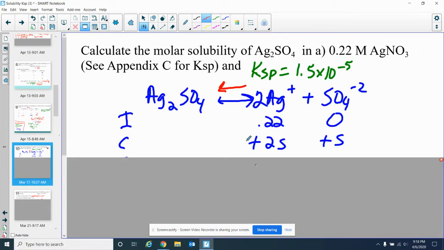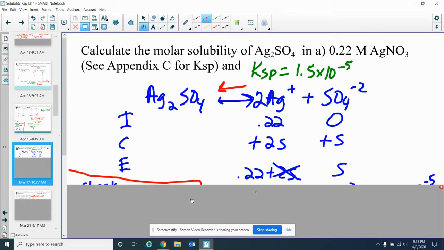So same thing on this one. We have this now in silver nitrate instead of in water. So the solubility is going to be less than it was in water. There's two silvers, so it's plus 2S. There's one sulfate, so it's plus S. So it'll be 0.22 plus 2S. And again, I'm going to ignore that plus 2S, assuming that it's going to be small compared to the 0.22. Makes my math so much easier.